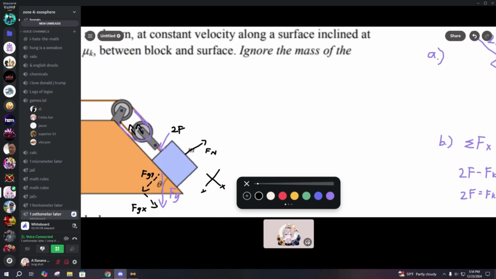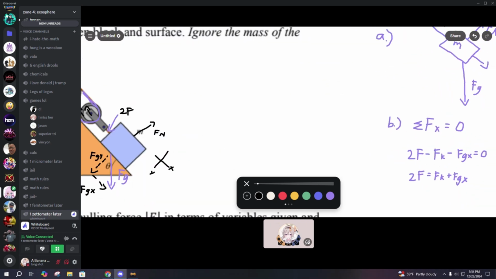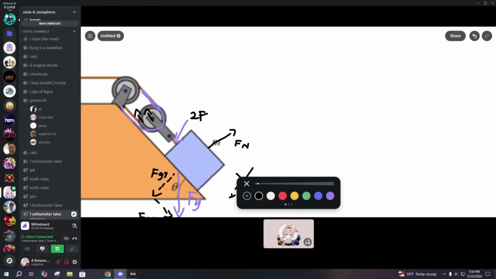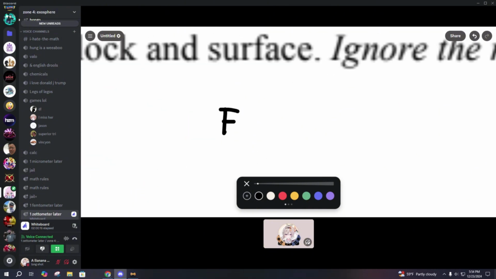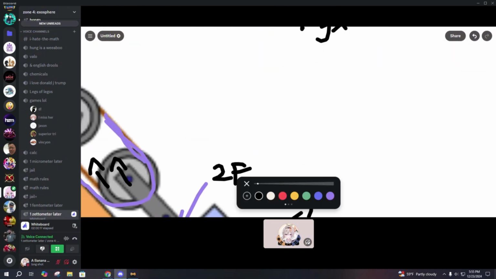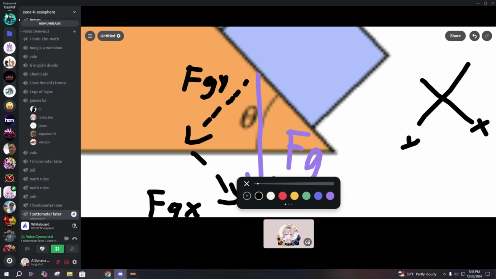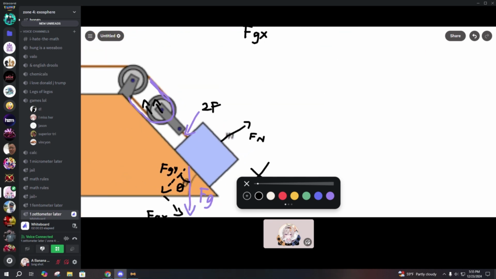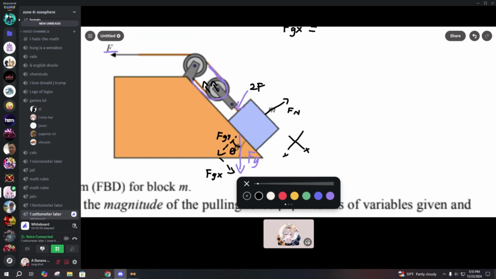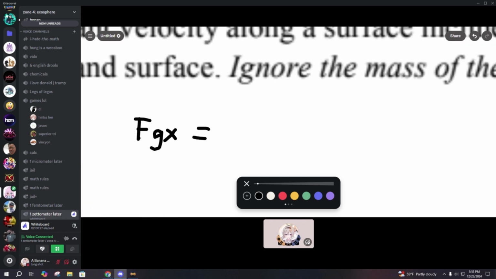So first off, let's look at FGX, because I found FG. So let's get FGX out the way. So what is FGX? Well, I know the angle of the ramp is the same as the angle created between FGY and FG, right? So I'm just going to call that theta. So I know FGX, since it's opposite to the angle, right? It's going to be FG sine theta.